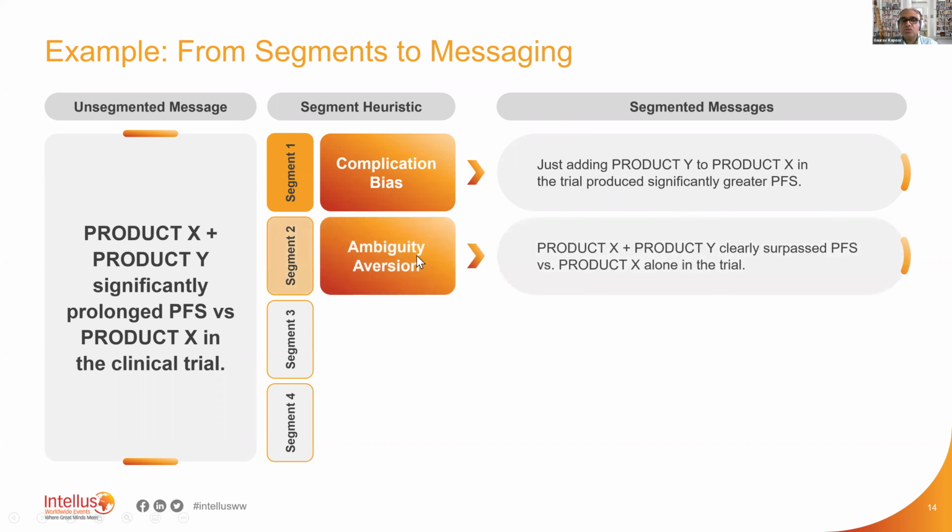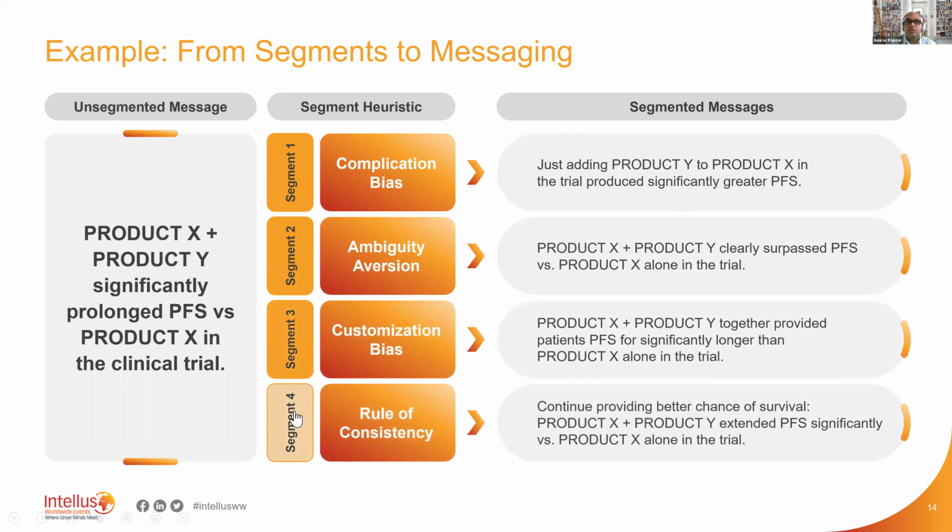If segment two is using ambiguity aversion heuristic to make decisions, you can again, very carefully include some language that can talk to their ambiguity aversion heuristic, and so on and so forth. So for each segment based on their top 1, 2, 3 heuristics, you can create segment-based versions of your core messages, and the reps would now know, why am I not just delivering this message to everyone, right? Why am I changing up the message, or why is my message different in Veeva when I go see Dr.